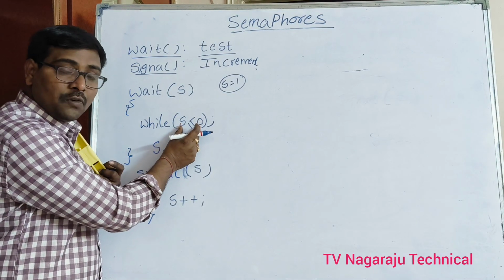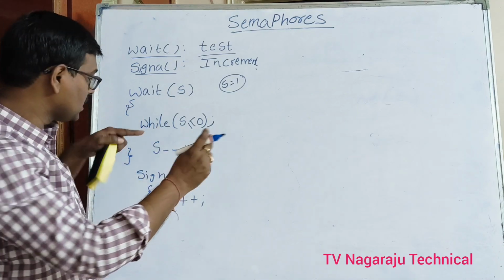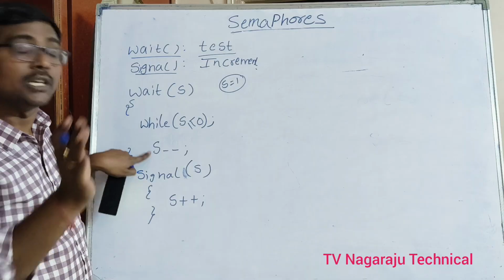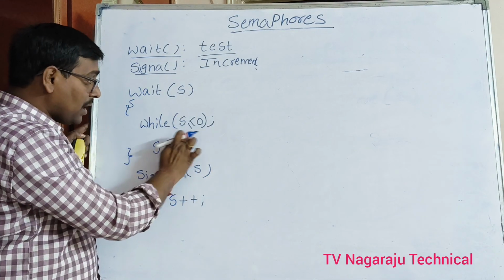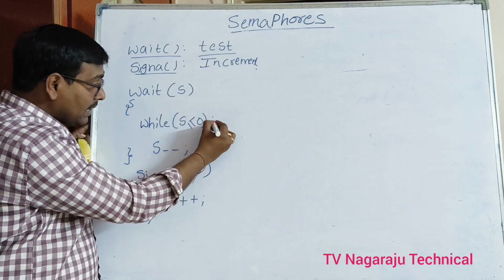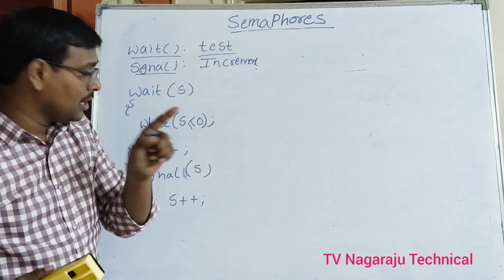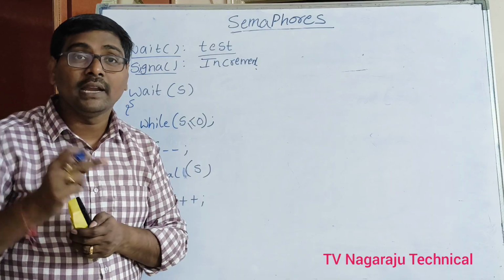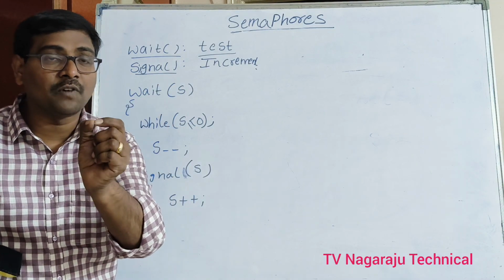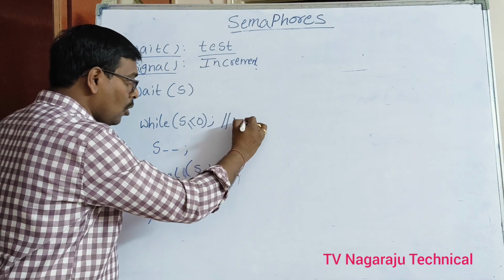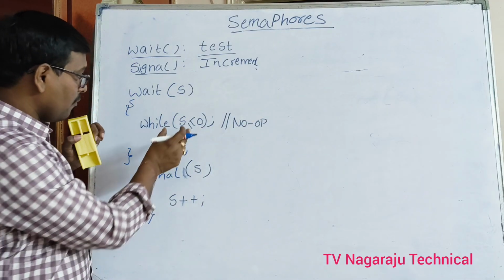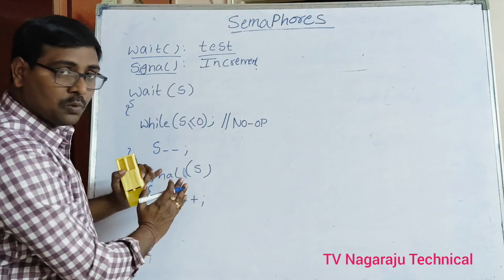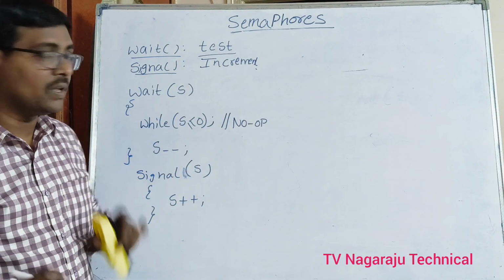Suppose the condition is false, meaning no process is in the critical section, then we decrement the value and the process is allowed to enter into the critical section. Suppose the condition is true, here I wrote a semicolon. What happens? With the semicolon, the loop is repeated an infinite number of times until the condition becomes false. That means no operation is performed whenever this is true. Anyway, I will explain this by considering one example, then it is very easy.